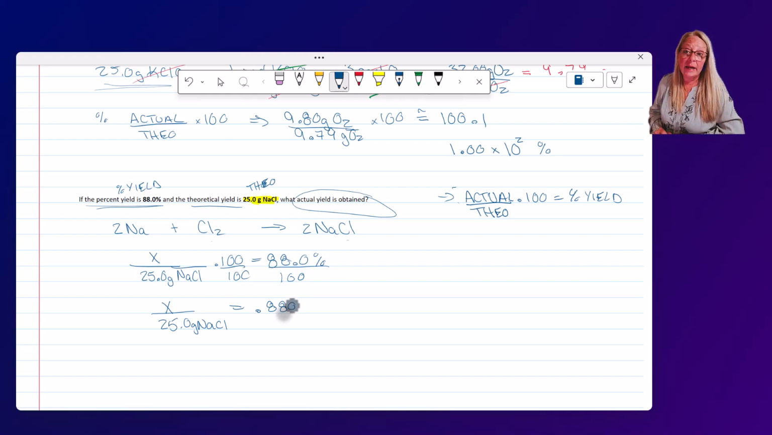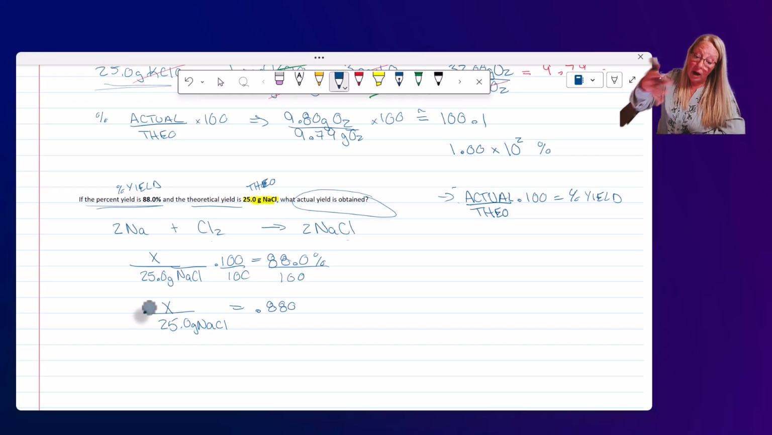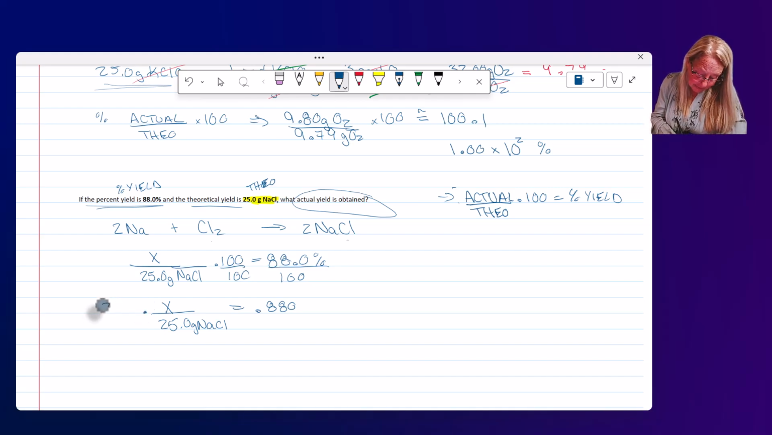So now I just need to get X all by its lonesome. I don't have an answer until it says X equals, Y equals, whatever variable. It's just got to be all by itself. It's on the bottom. I don't want to subtract it because I would still be stuck with it on the bottom. So I need to make it go away. It's multiplied or divided by the variable of interest, so I need to do the opposite action so I can get that quantity to equal 1.